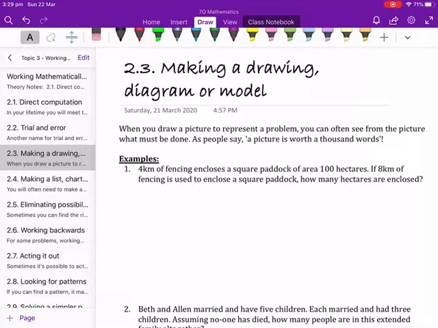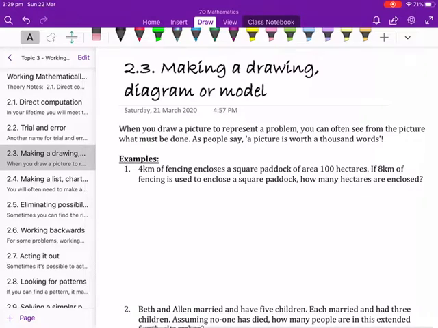Hi Year 7, today we're continuing on with our topic of working mathematically. We're just going to look at the problem solving skill of making a drawing, diagram or model. So when you draw a picture to represent a problem, you can often see from the picture what must be done. As people say, a picture is worth 1,000 words. So we're going to look at our examples today and we're going to draw pictures for these.